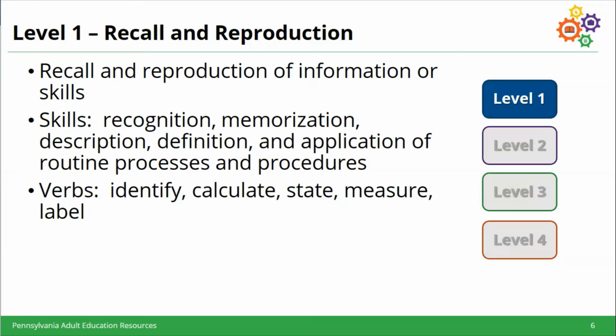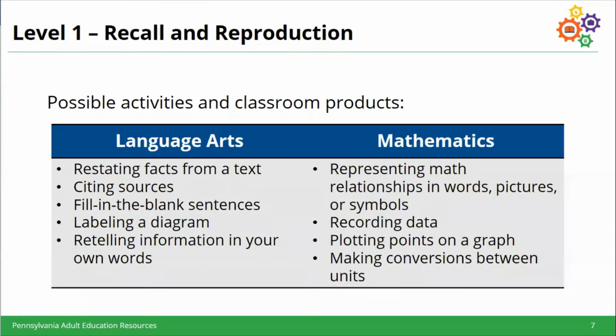the complexity of the tasks and content that learners will be working on. There are a variety of potential activities and classroom products at Level 1. For language arts, these could include having students cite sources, label diagrams, and retell information. For math, students may record data, plot points on graphs, and represent math relationships with words, pictures, or symbols.